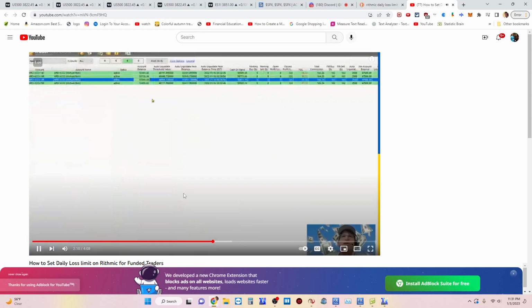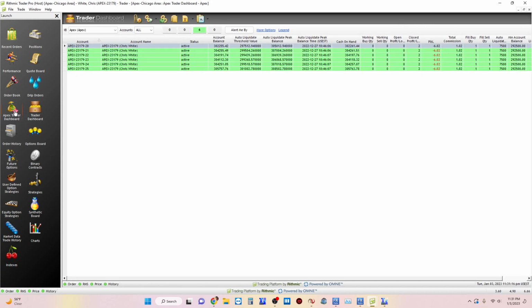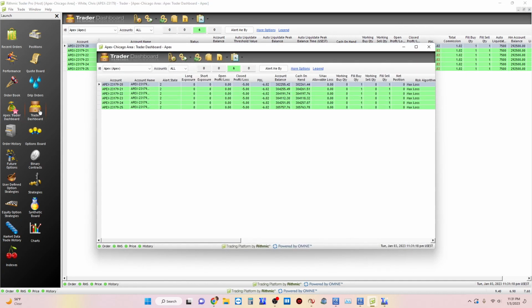So if you go to Rhythmic, you can probably navigate to a risk management dashboard. Yeah, I'm trying to find it. Let's see. Is there a trader dashboard? Yeah. This one or this one? Try trader dashboard. I guess we could try all of them. Oh, they're the same.